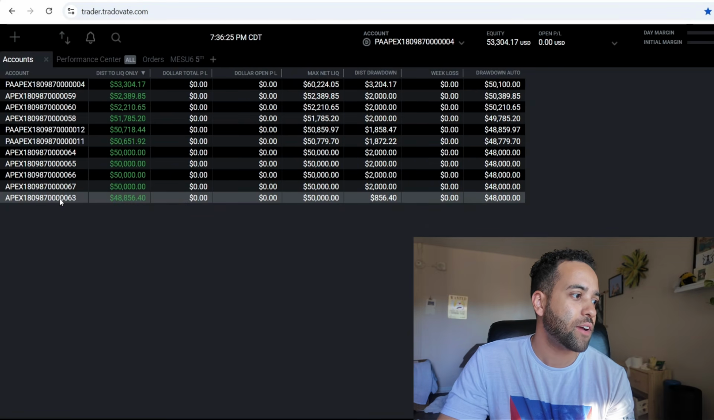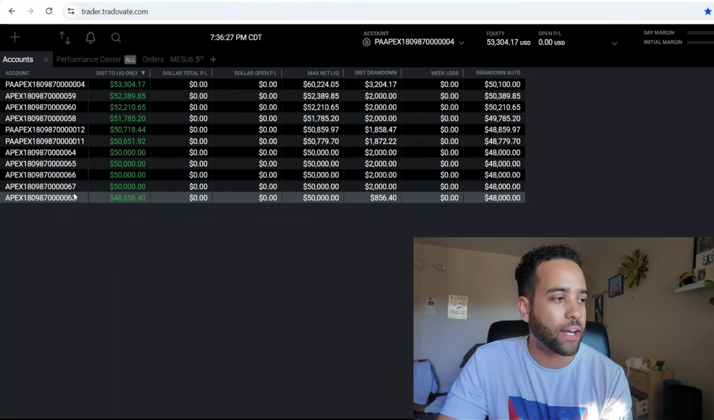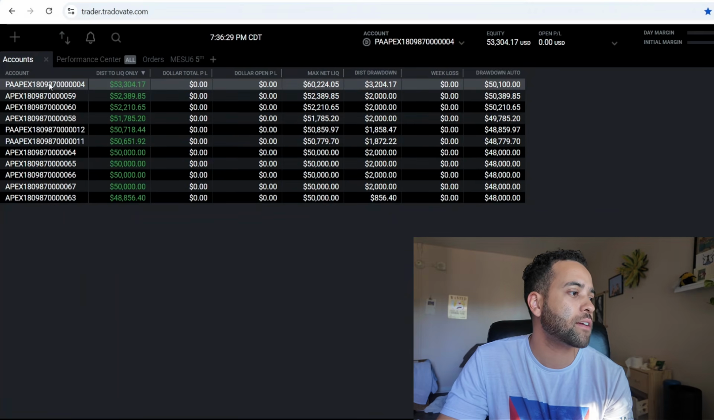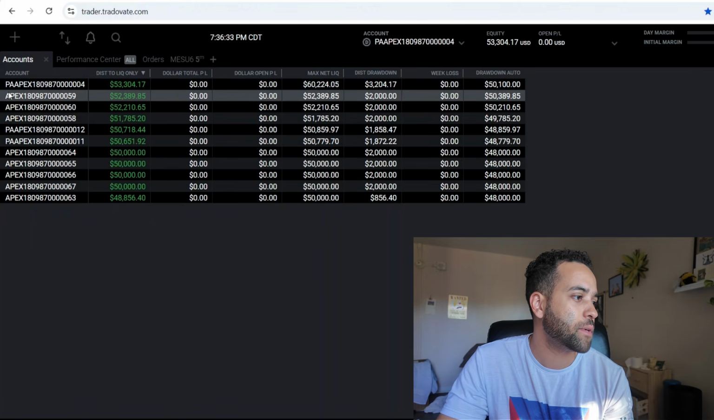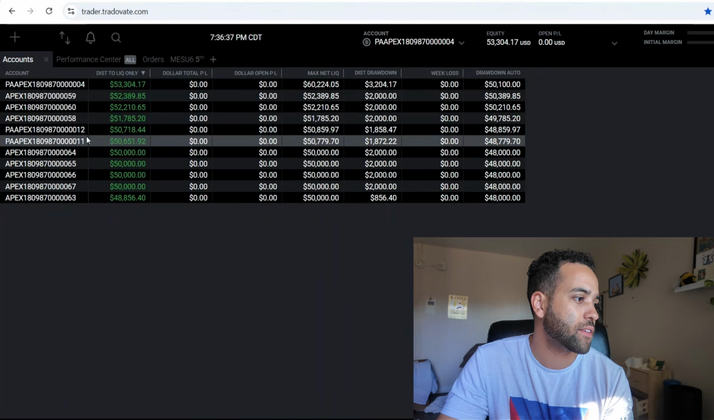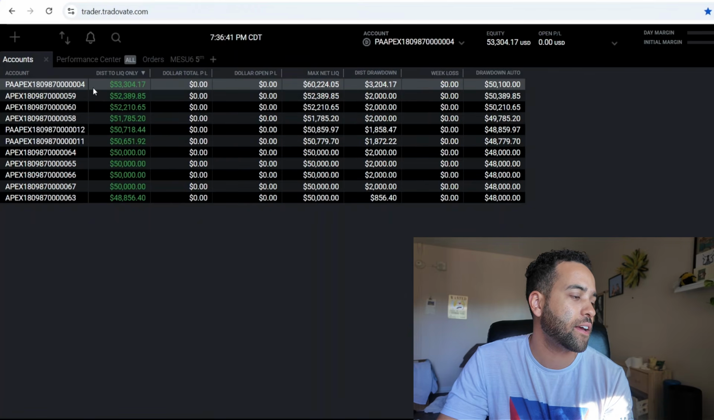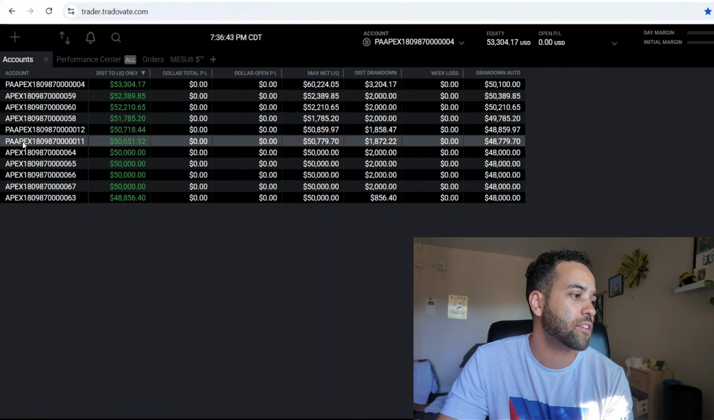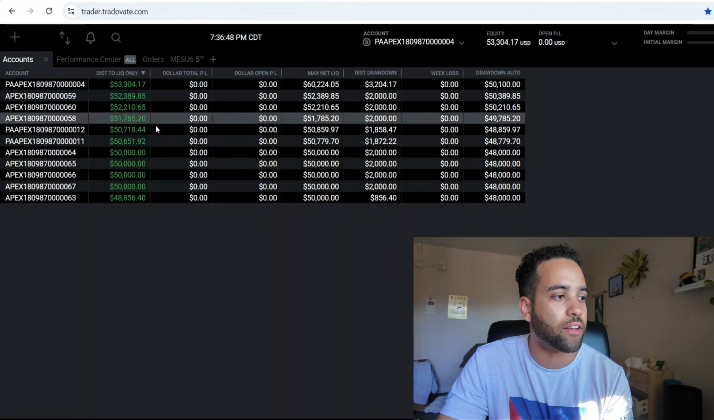So right now I have 4 funded accounts. 3 of them are with Apex. You can see this PA means it's a funded account. This is one, PA04, PA12, PA11. These are my 3 Apex funded accounts, okay? And everything else that you see, all these other Apex accounts, are evals. So I've got 5, 6, 7, 8 evals right now that I'm working on.